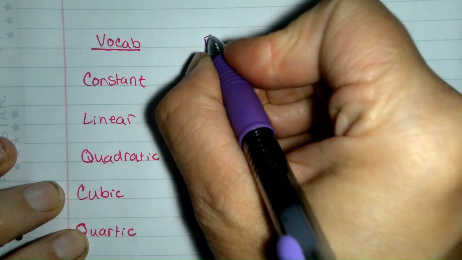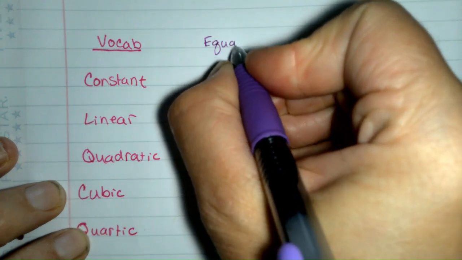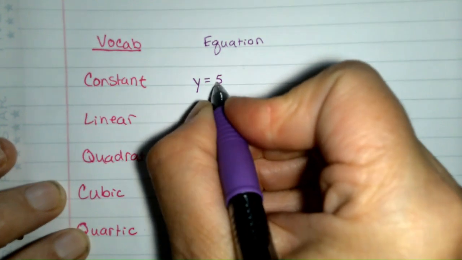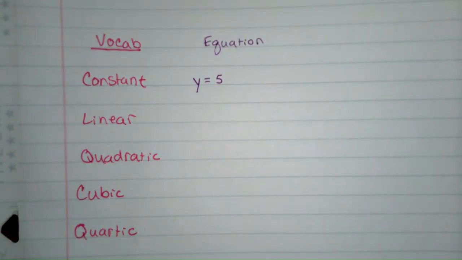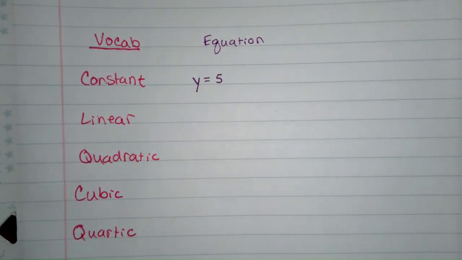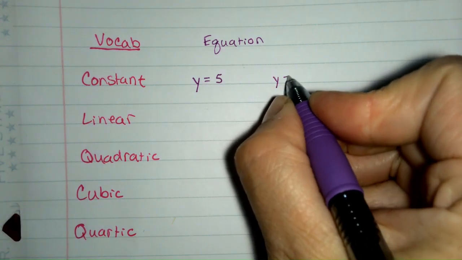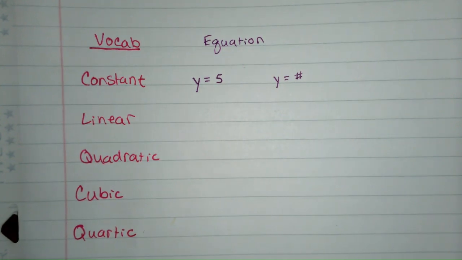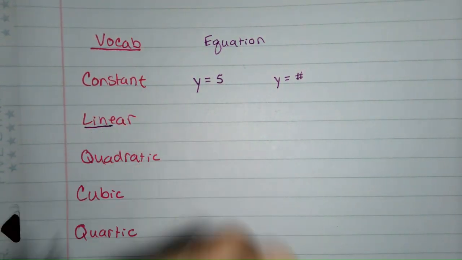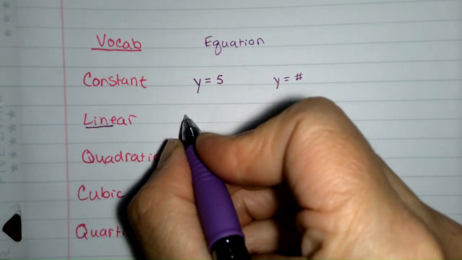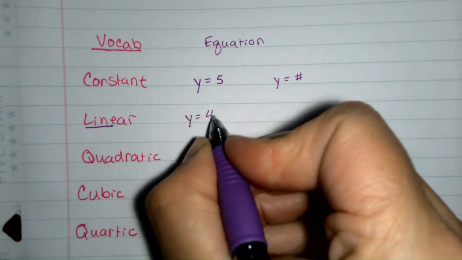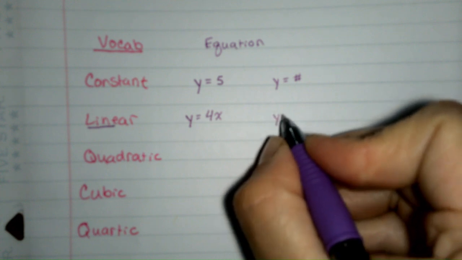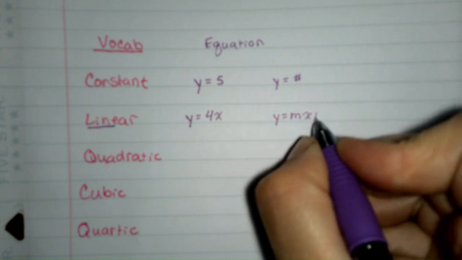So what might an equation look like that is a constant equation? It might look like y equals 5. It's constant, there's no variable, things like that. So in other words, it's y equals a number. Linear, we've heard this before, line, right? So that's going to be like y equals 4x, or anything that can be written in the form mx plus b.